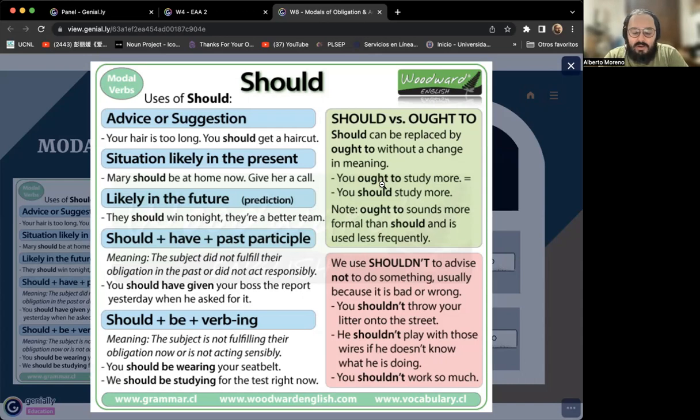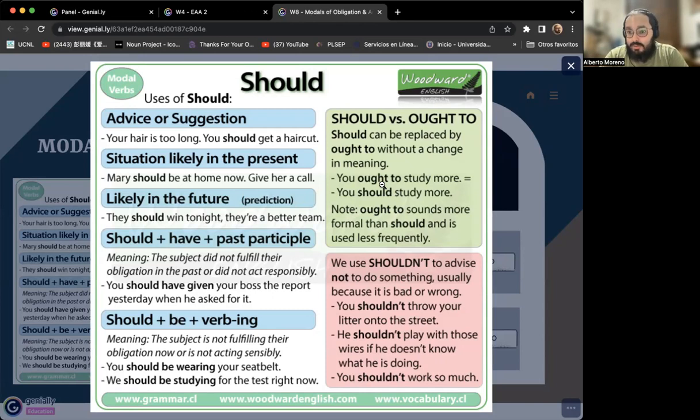Me preguntó alguien ahorita, maestro, ¿podemos traducir must como debes de o deberías de? Se puede traducir de las dos maneras. Must también se utiliza para dar un consejo. Es una forma más formal de dar un consejo. Should es hasta cierto punto informal.